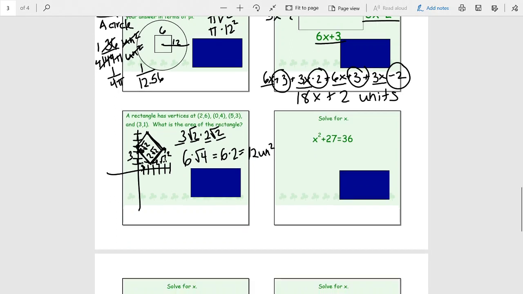All right, solve for x. This is a simple one where we want to subtract 27 from each side and get x squared equals 9. Well, we take the square root of each side, but since this is an equation, we say that we have 2 different possibilities. X could be 3 or -3.